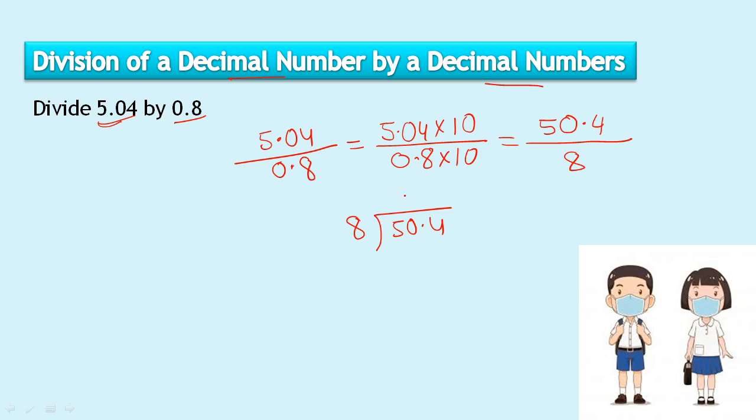If you divide this one, 8 sixes are 48, 2 is here, decimal point, 4, bring down this 4. The decimal point will not be placed here, the decimal point will be placed here only. Now 24, 8 threes are 24. So finally we have the answer 6.3. Okay, so this is the right answer.